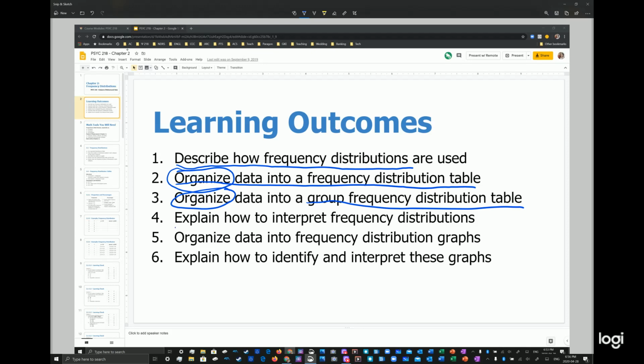Number 4, we want to be able to explain how to look at and read and interpret, that means to talk about, these frequency distributions, be they quote-unquote regular frequency distributions or group frequency distributions. Number 5, we also want to organize the data, not just in frequency distribution tables, but also frequency distribution graphs.